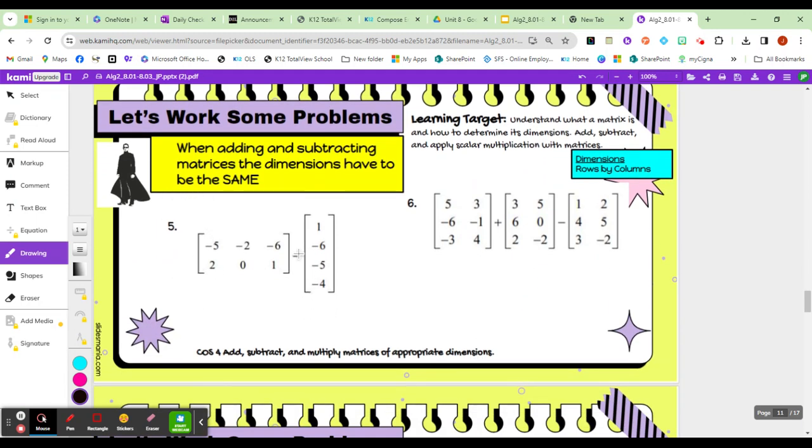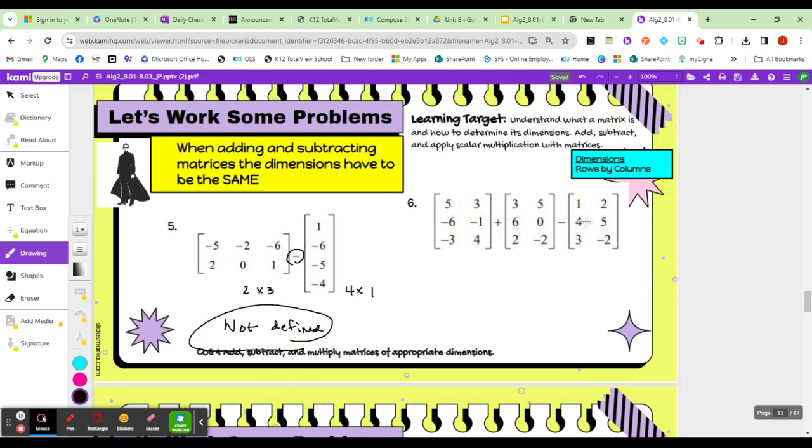Number 5. So they're asking us to subtract. This matrix has 2 rows and 3 columns. So it's a 2 by 3. This matrix has 4 rows and 1 column. So this is not going to be defined. I'm not going to be able to add or subtract because I have to have the same dimensions. So I just can't do it.